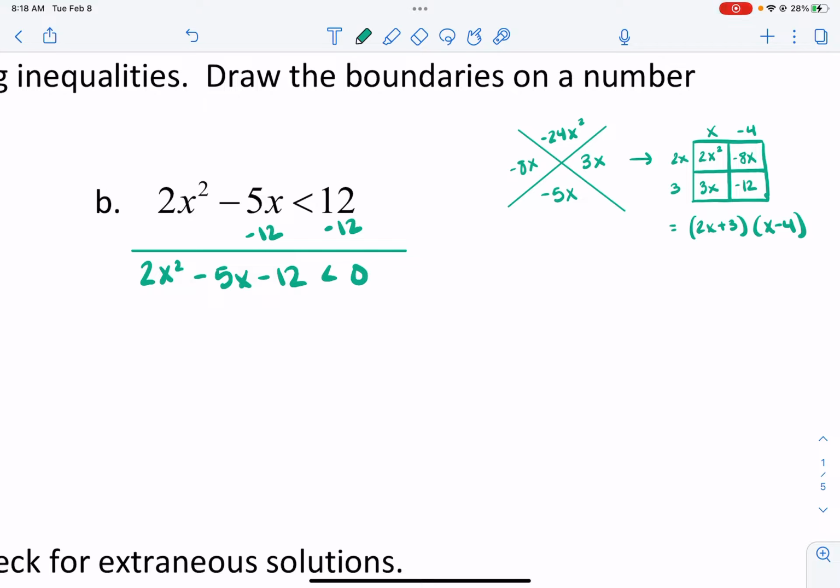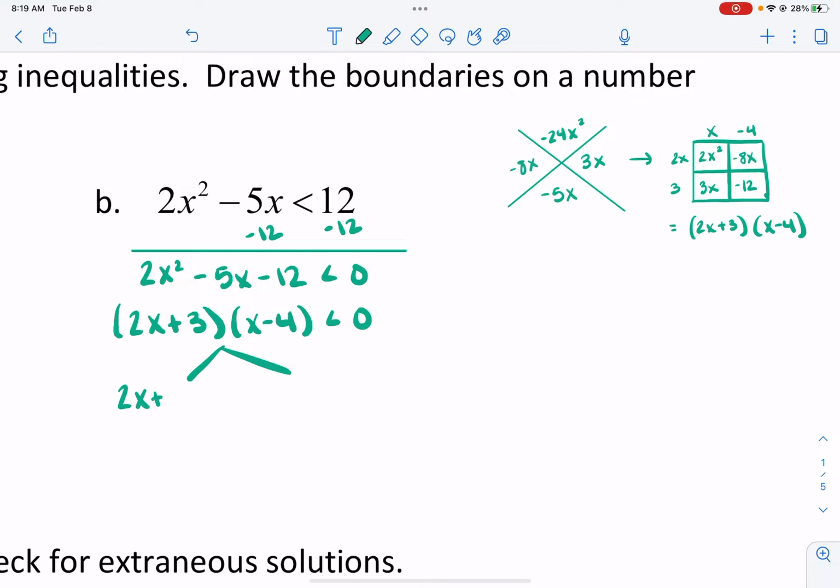I do need to get this factored, so I already factored this over here if you want to take a look at my diamond method. But when I factor, that leaves me with (2x plus 3) times (x minus 4) less than 0. And we're going to go ahead and split these up, setting them equal to 0. So I have 2x plus 3 equals 0 and x minus 4 equals 0. So x is equal to negative 3 over 2 and x is equal to 4.